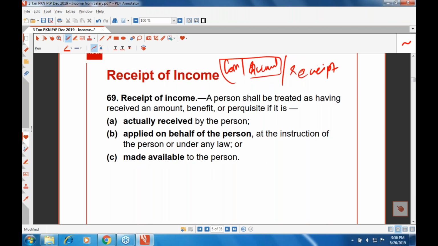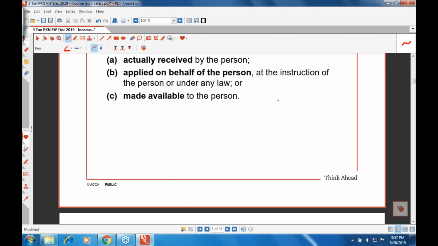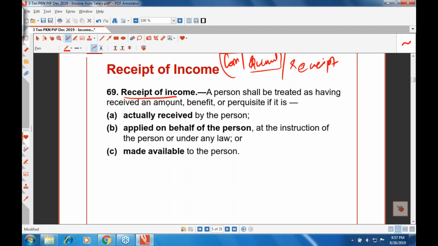When we talk about the receipt basis, it says that receipt of income means a person shall be treated to have received an amount, benefit, or perquisite if it is, number one, actually received by the person; number two, applied on behalf of the person at the instruction of the person; or number three, made available to the person. Now these are three things that actually constitute a receipt.